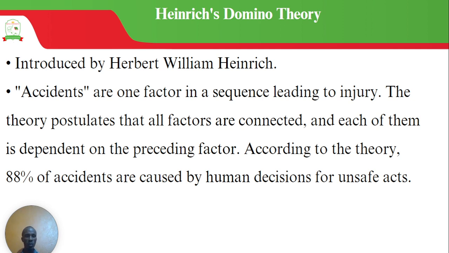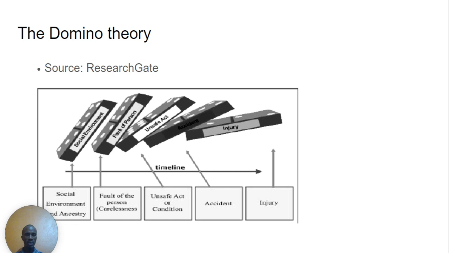So you look at all these other factors, and in this theory by Herbert William Heinrich, we are saying that these factors are connected and each of them is dependent on the factor that precedes it, okay? So if you're looking at this illustration, you can see that the accident, which is in that black domino, the second last as you go to the right, is preceded by the unsafe act. And the unsafe act is also preceded by the fault of a person, and this fault of a person can arise from the social environment, okay?